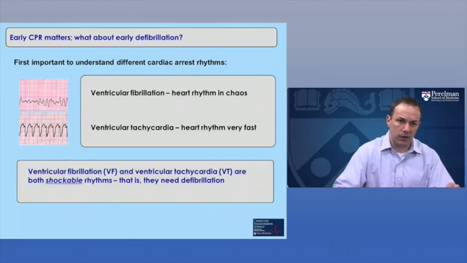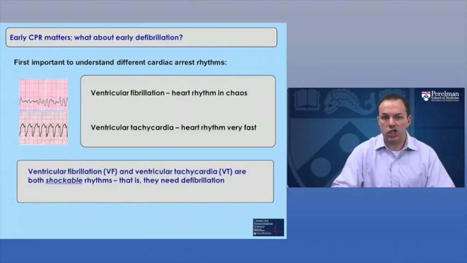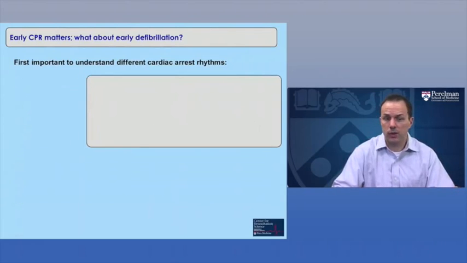If a healthcare provider comes across a patient and discovers they are in either ventricular fibrillation or ventricular tachycardia, they need a shock. They need defibrillation. And this indeed is one of the key teaching points in ACLS, or Advanced Cardiac Life Support, the notion that you shock VF or VT, these patients in these heart rhythms. Now, those aren't the only heart rhythms of cardiac arrest.